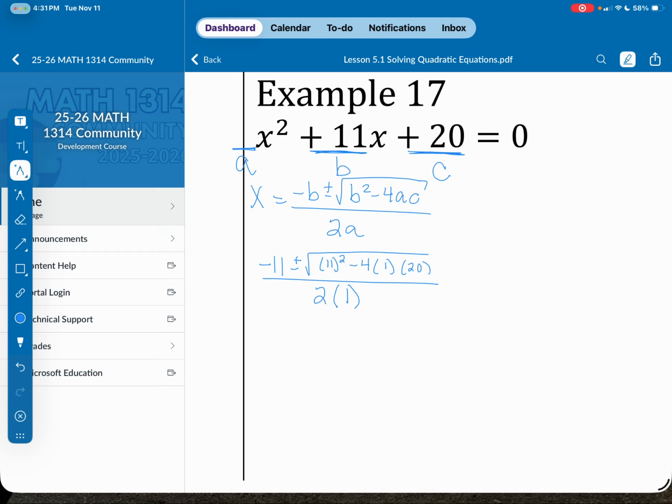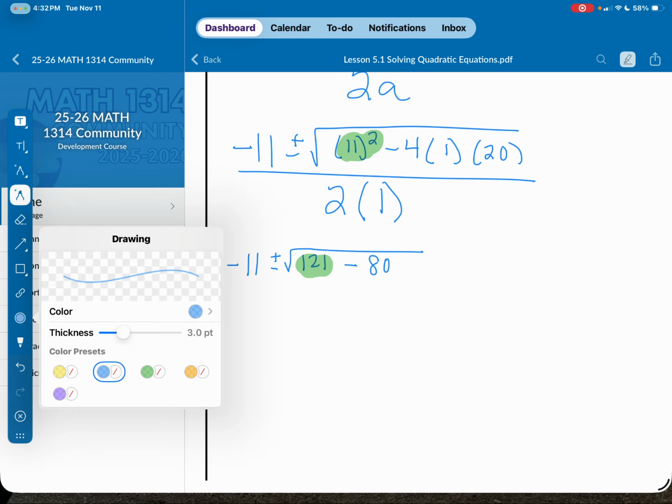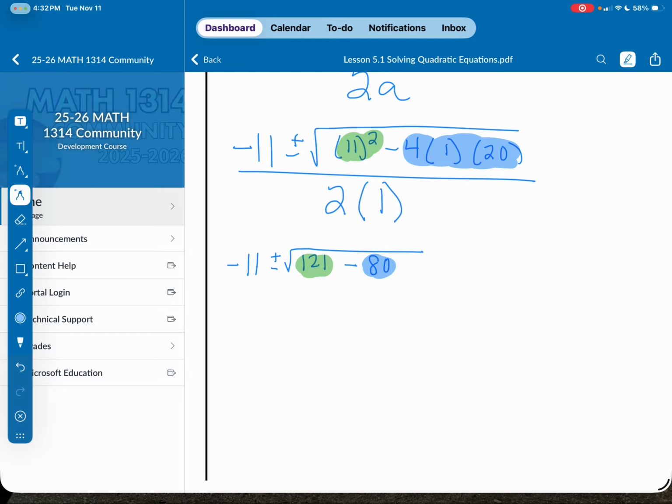Now, we are going to simplify this. You can do it in your calculator, but your calculator is going to give you a decimal form, and I don't think our instructor will accept the decimal form. So you will need to do some of the math yourself. I'm going to walk through the math that I expect you to be able to do. So we have negative 11 plus or minus the square root. 11 squared is 121. I'm going to highlight this so y'all know where this is coming from. Minus 4 times 1 is 4, times 20 is 80. Let me do a different color here. So this 80 came from multiplying all this together. All over 2 times 1, which is 2.